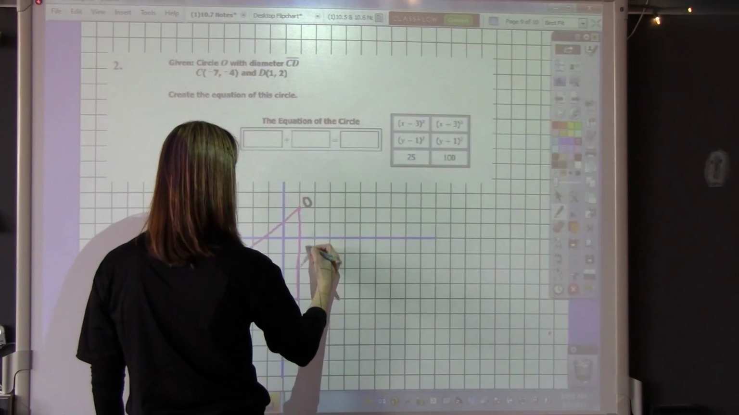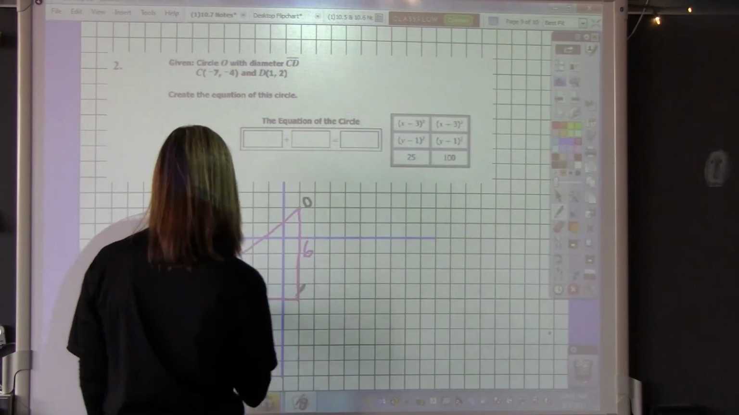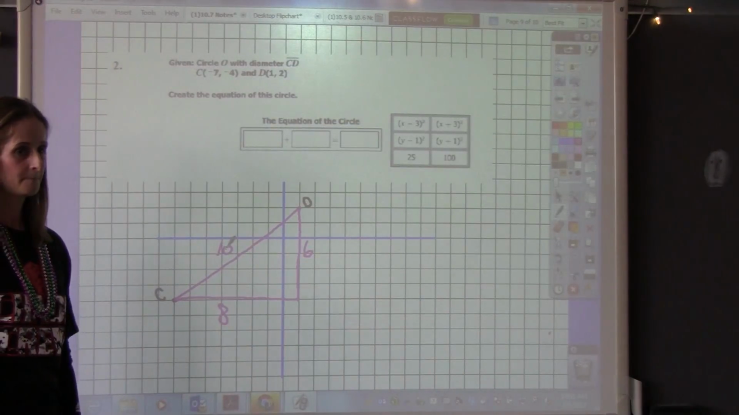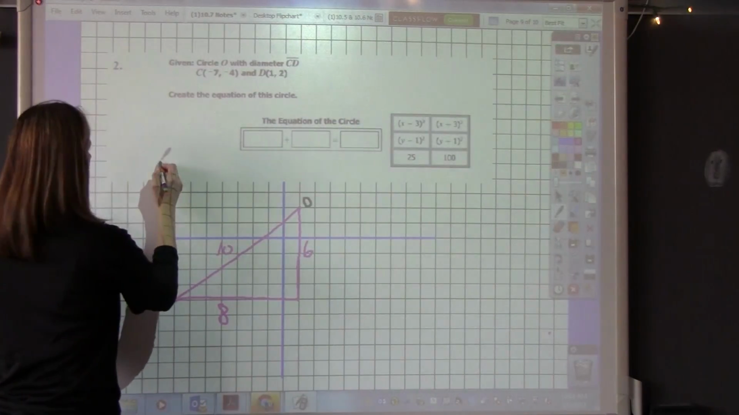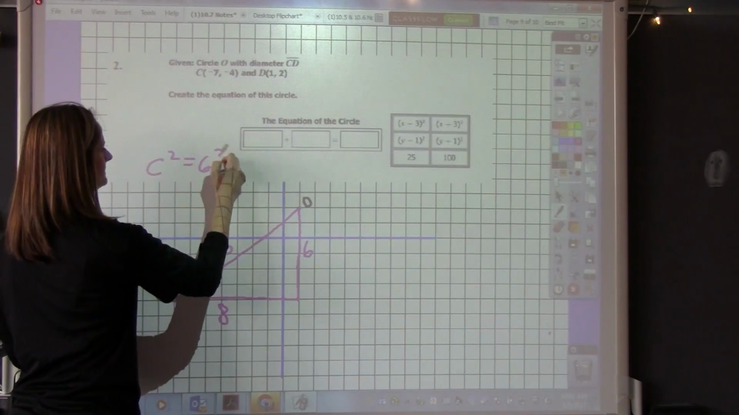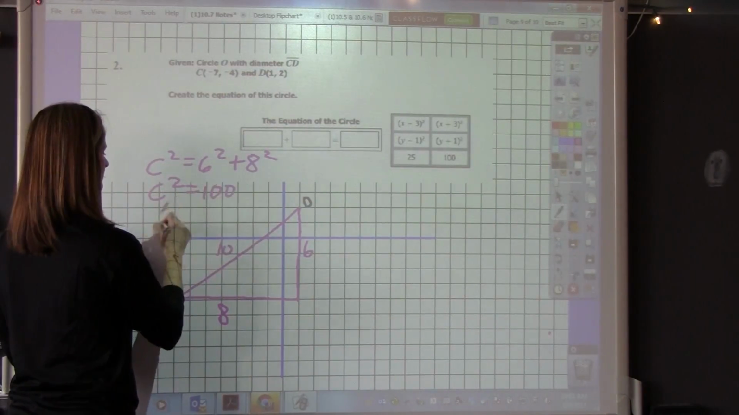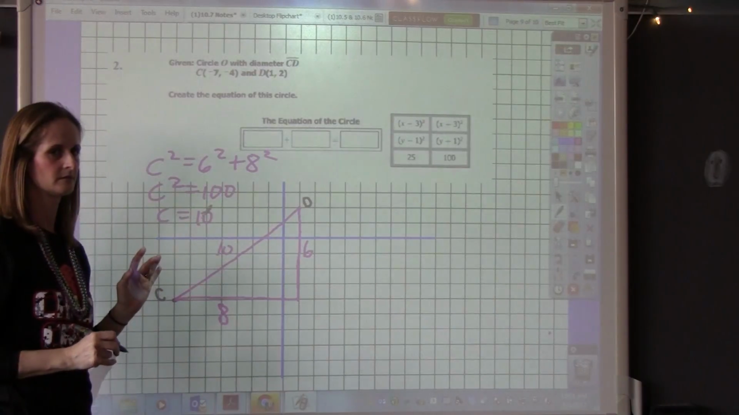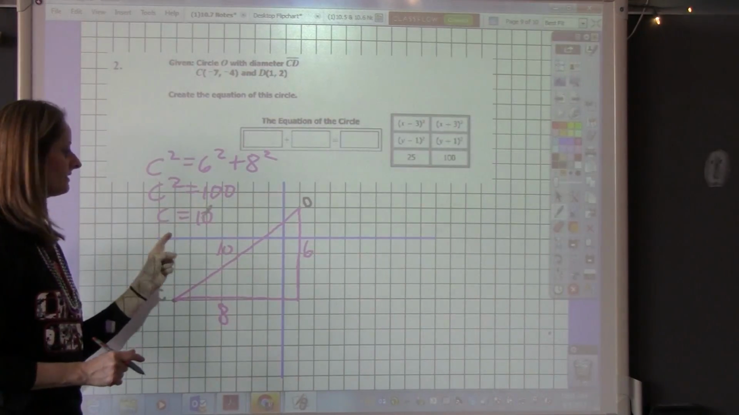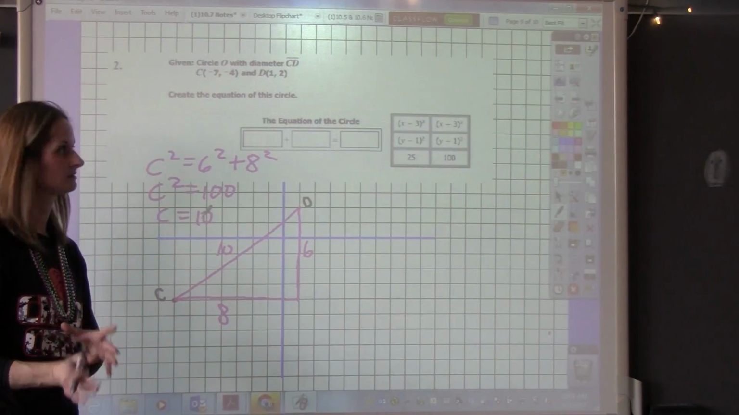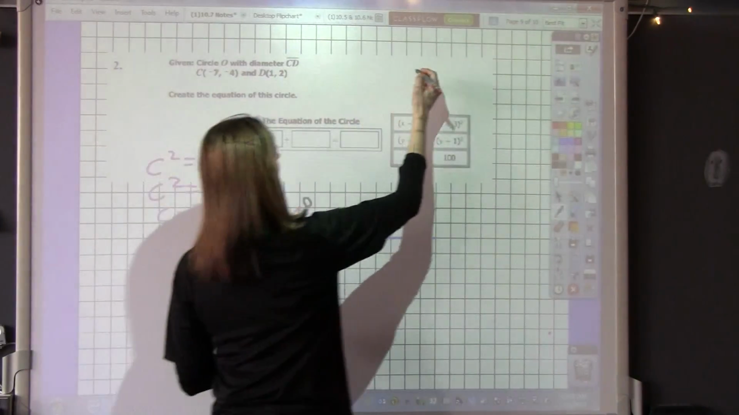I think this is the same math as the last one. 6, 8, that's 10. Okay? So if you did that using Pythagorean theorem, it would be 6 squared plus 8 squared. You end up getting c squared is 100, so c ends up being 10. And then divide it in half. So that means the radius equals five. The diameter is 10. So what's the radius? 5. Okay, so I'm going to write that here.